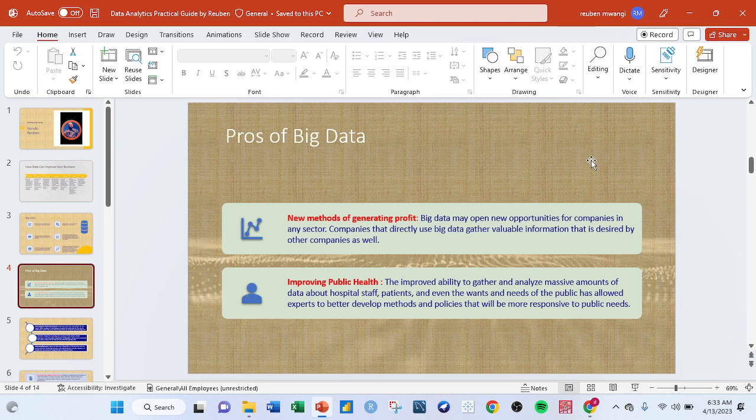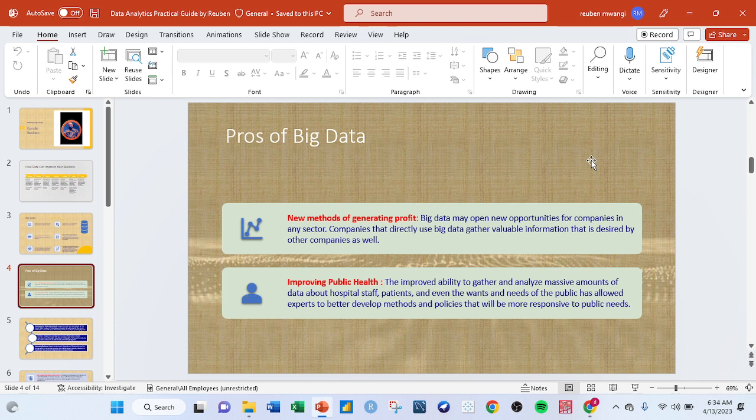For example, if you're able to have customers' data, you're able to understand their needs, and by understanding their needs, maybe they want something that you're not selling in the company. In this case you can become very innovative, and maybe you have methods and capital to decide on how you can develop a certain product that customers are interested in. That will become a way of generating more money and becoming more profitable. So big data may open the opportunity for companies in any sector.